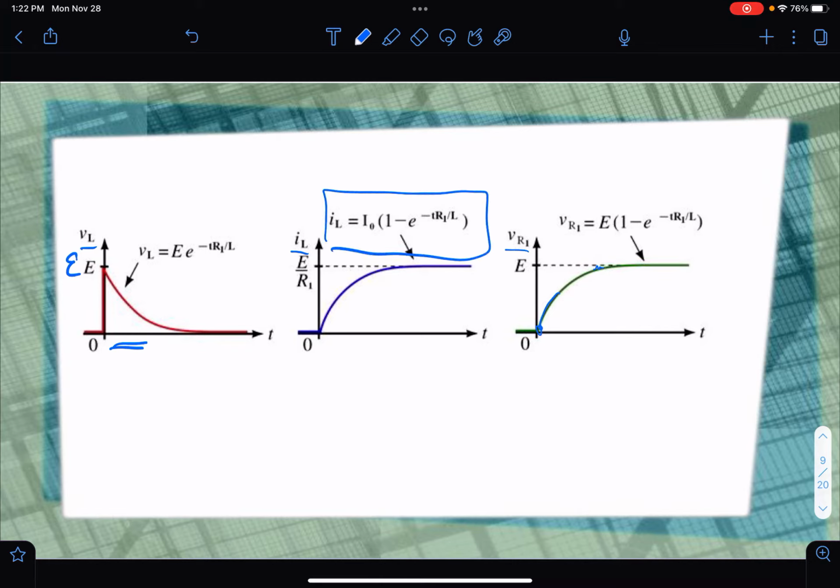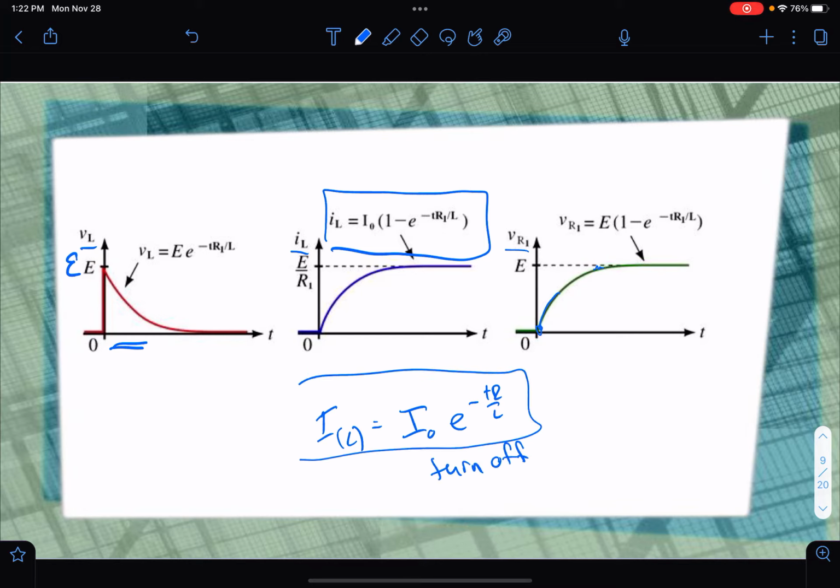That's the primary one that we're going to be using. We're not going to worry about when we turn it off, but we're just going to look at turning it on this week. But just so you know, at any given time, we have I naught or I max times e to the negative Rt over L. That is if it was turning off. We are not going to necessarily worry about that in our course, but just for those of you who may need that as a future reference.